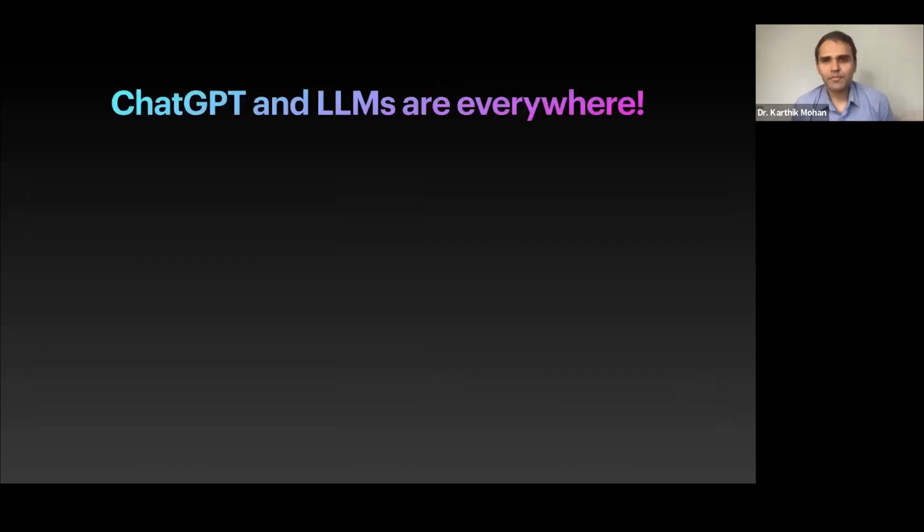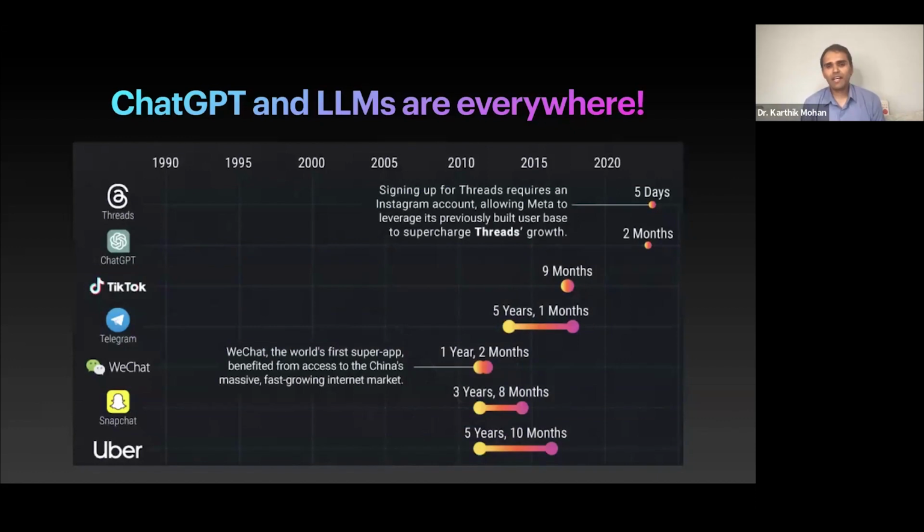So ChatGPT and LLMs, right? They're like a buzzword. They're like water right now. They're getting used everywhere. If you look at this graph, it talks about the amount of time it took for different apps to reach 100 million subscriptions or users. And you can see as you go from Uber to Snapchat towards ChatGPT and Threads, the time keeps reducing. ChatGPT just took 2 months to hit 100 million users after it got released at the end of 2022. And then obviously Threads was even faster.